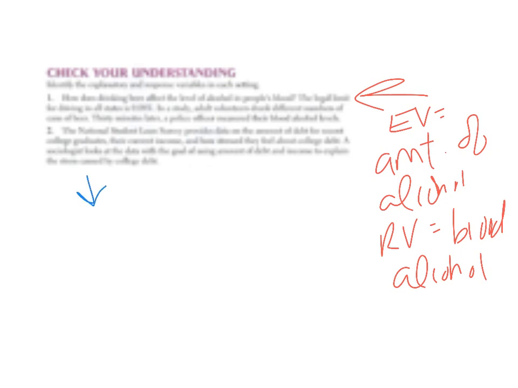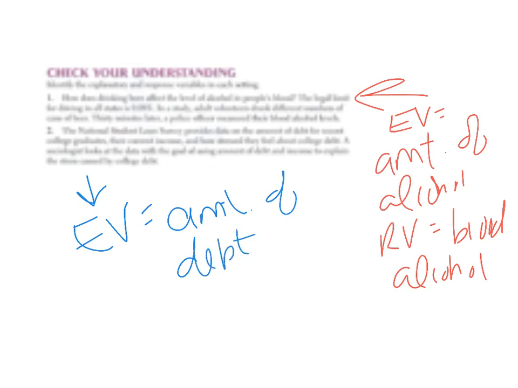The second one: the National Student Loan Survey provides data on the amount of debt for recent college graduates, their current income, and how stressed they feel about college debt. The sociologist is looking at the data with the goal of using the amount of debt to explain the stress caused by college debt. So in this particular case, my explanatory variable would be my amount of debt, and my response variable would be the stress that is caused by that college debt.